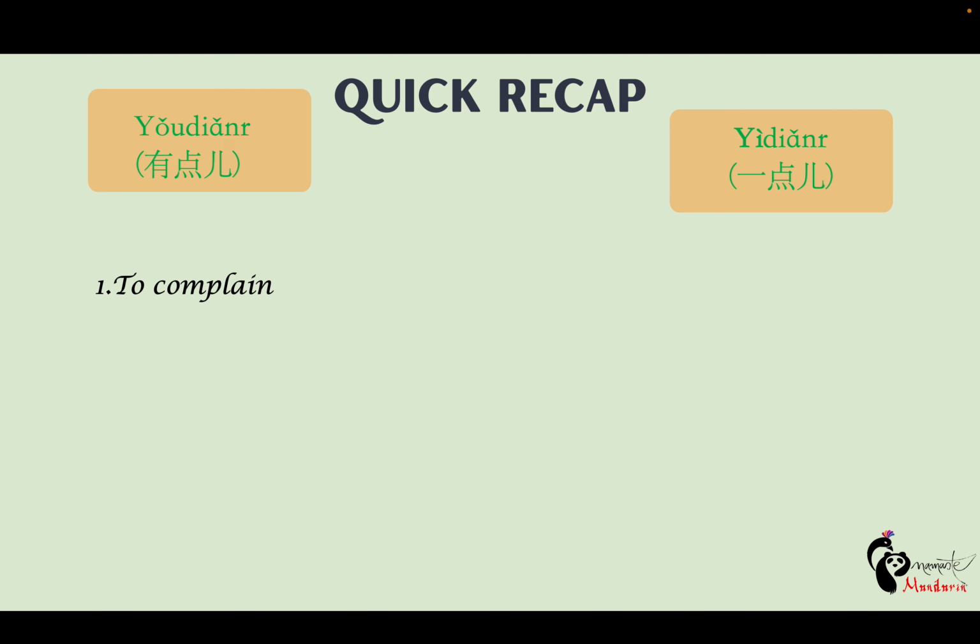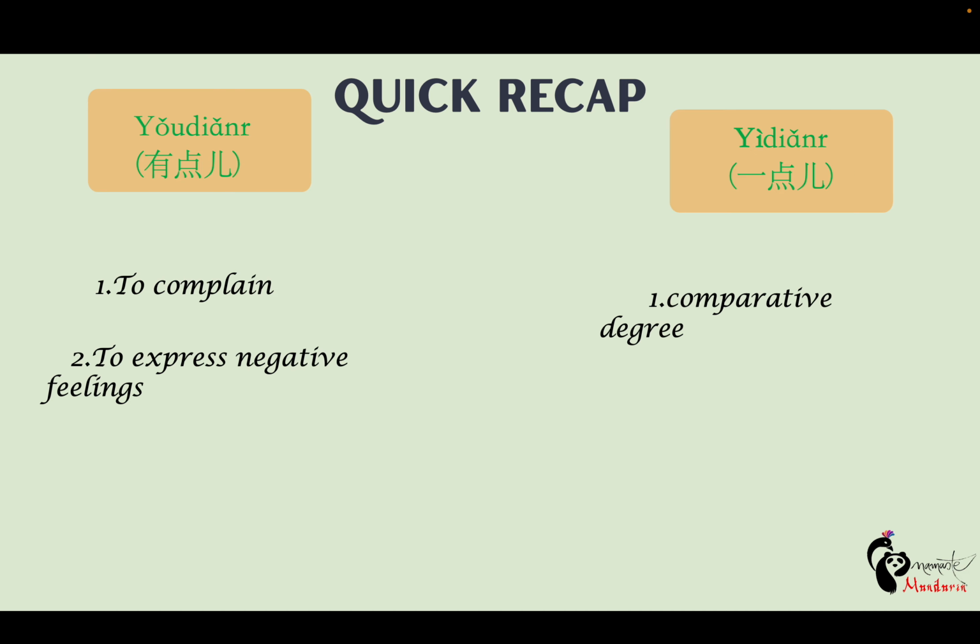Okay, so let's have a very quick recap of these. Yǒudiǎner is basically to complain or to express negative feelings, right? Yìdiǎner is comparative degree, or to make a request or hope for something. And definitely the positioning is something you have to remember. Yǒudiǎner comes before the adjective and Yìdiǎner comes after the adjective.